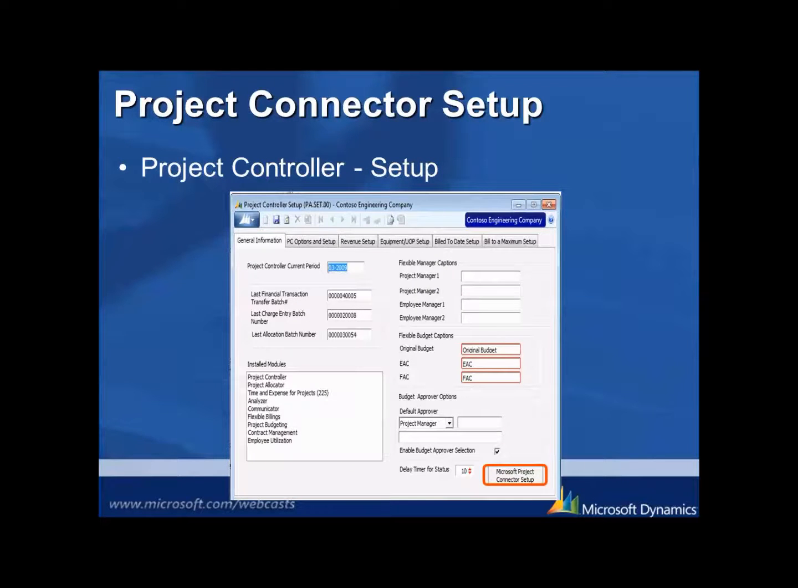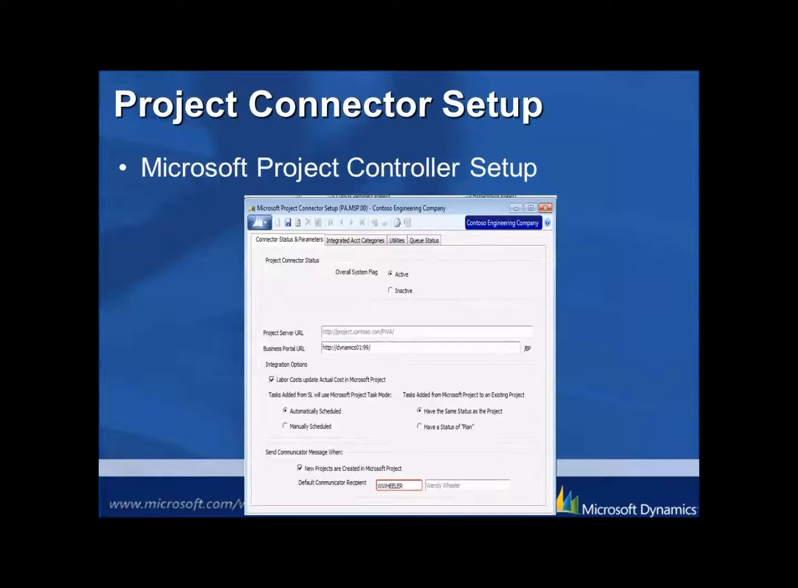As with the other options, project connector setup is within the SL application. So under the project controller setup screen, down in the lower right-hand corner, there's the project connector setup screen. And that will actually allow you to set up your connection information. And if you see down at the bottom, the send communicator message when, that will actually send an email to whomever you designate there that a new project was created on the Microsoft project side, so that they can just kind of keep tabs on it and make sure that everything continues to flow back and forth as necessary.